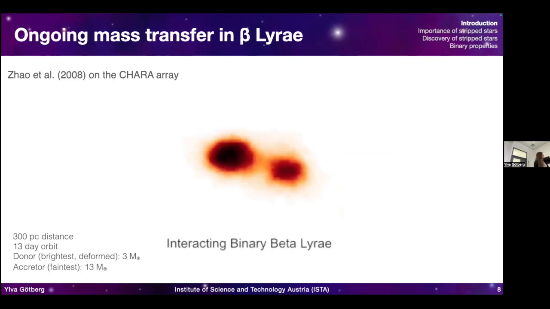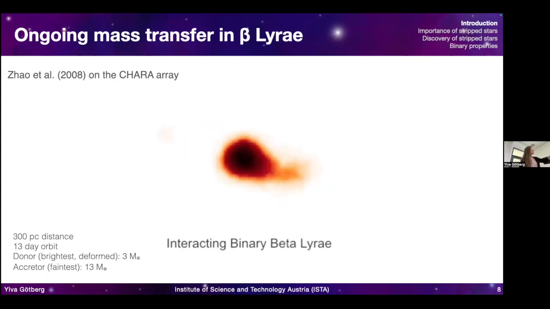The dark star is the brightest, it's the donor. It currently has 3 solar masses, and the greater star, the companion, has 13 solar masses, and the orbital period is about 13 days. So this system has transferred a significant amount of material to the companion star already and is in the end phase. The observations are taken with the CHARA array, which is an interferometer, up in the mountains north of Pasadena, where I used to work, which is why I like to show this one, because you can just point.